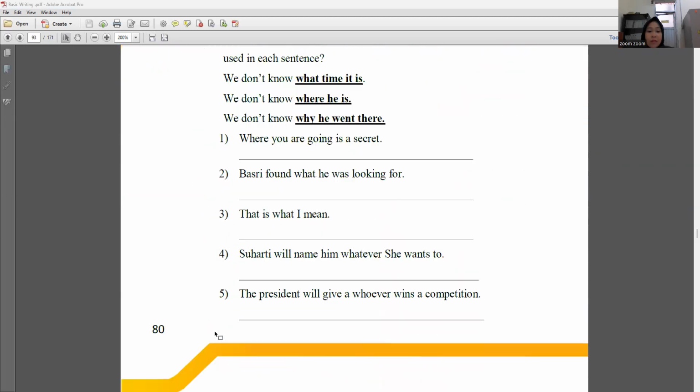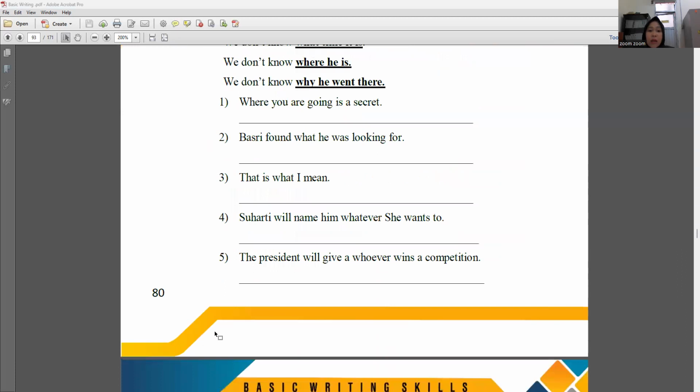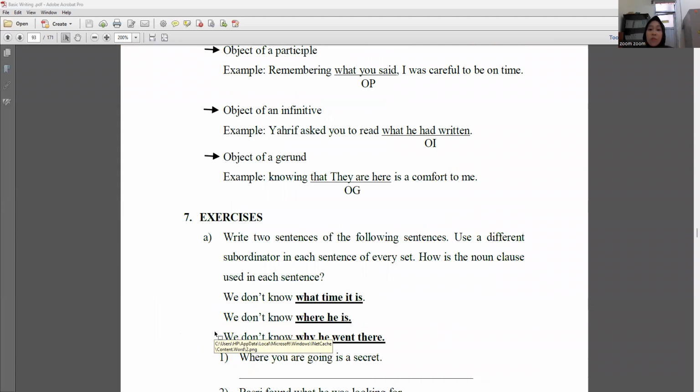Okay, as for the exercises, you can do them later in our class. So this is only the video for the explanation of noun clause. Okay, further explanations and also examples can be asked during the class hour.